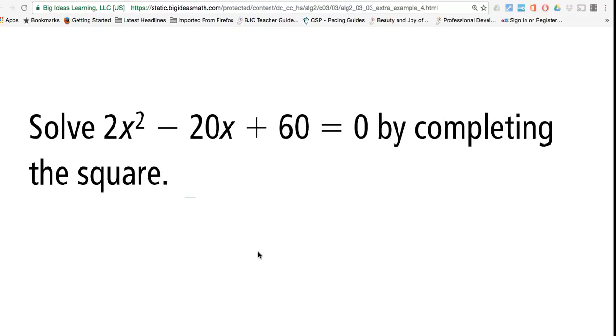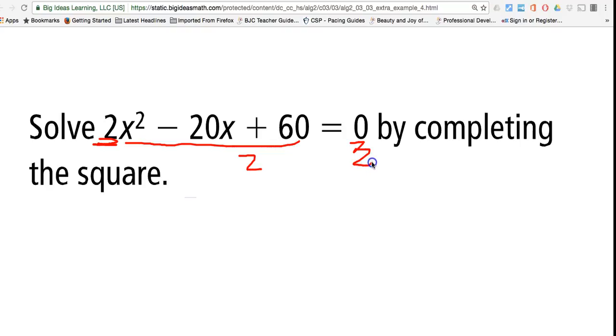Okay, so here we're looking at a problem that's just like solving a quadratic by completing the square that we looked at last time. However, in this case we've got a coefficient in front of x squared which is greater than 1. Now, the first thing you always want to do is divide all your terms by 2 when that's the case.